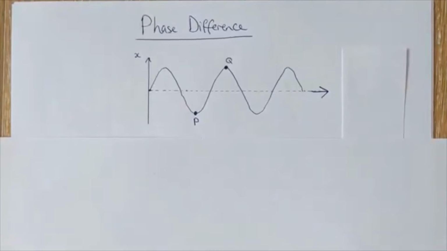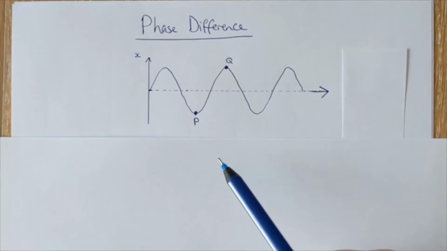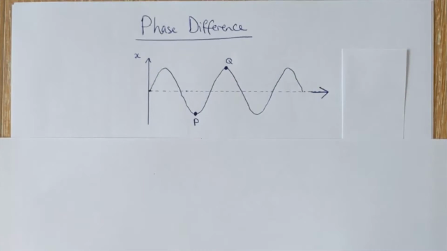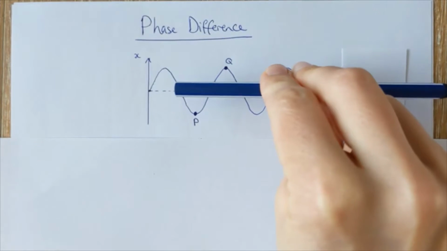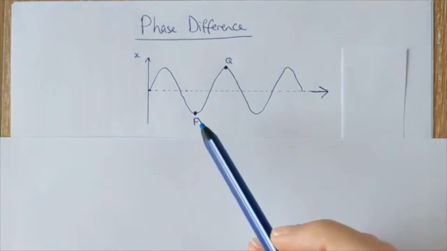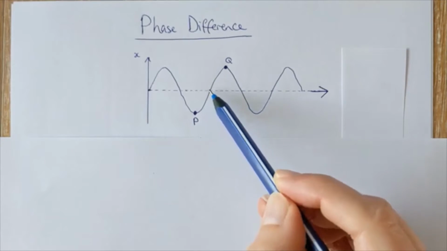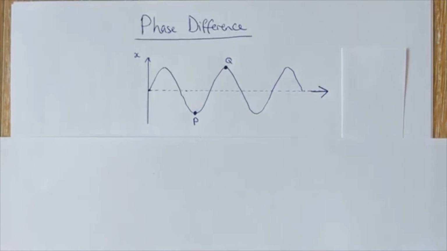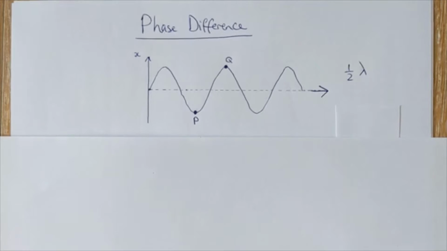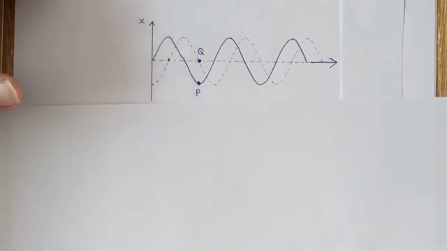Next we're going to talk about how far behind one point on a wave is compared to another point on a wave. So here I've got a photograph of a wave travelling that way, and we can see that the point P on this wave is half a wave behind point Q. But we can also ask about points on two different waves.